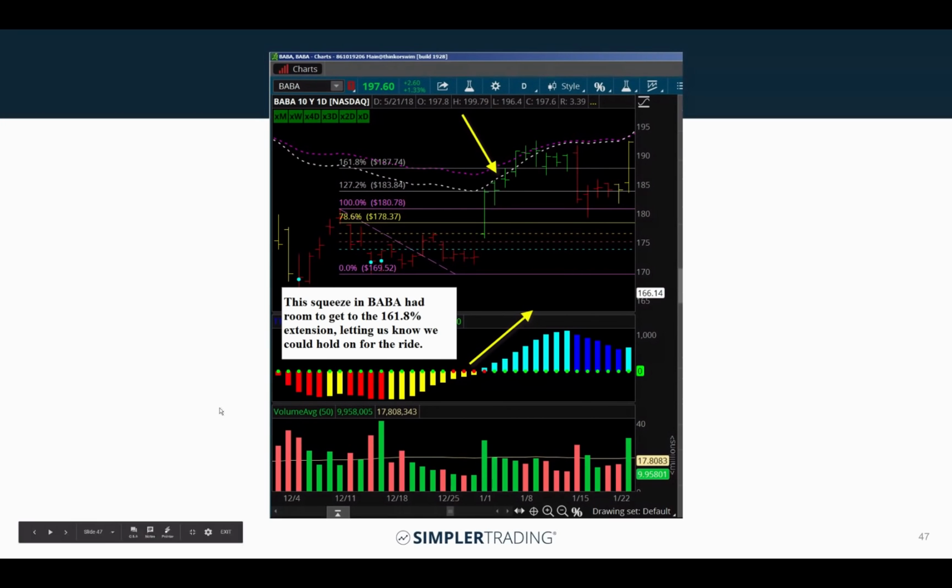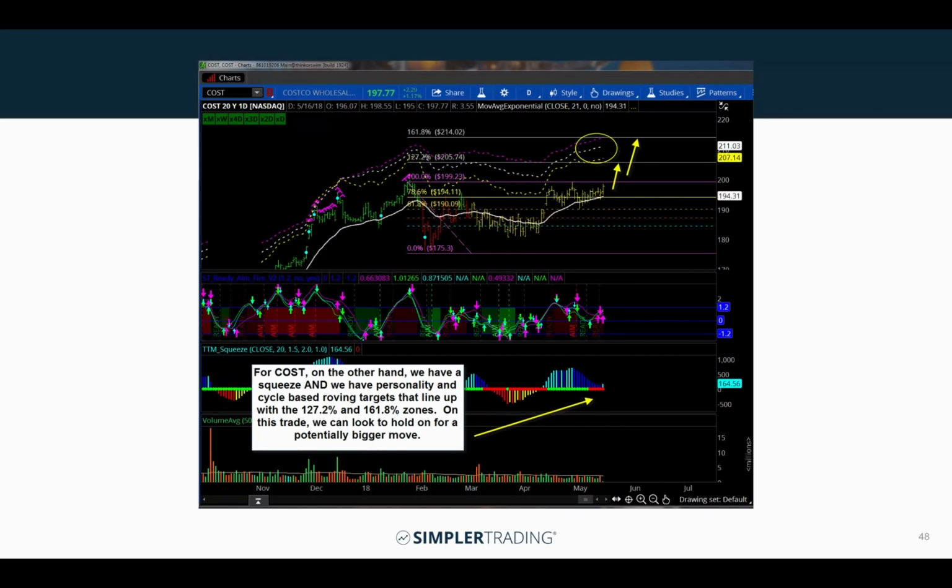So Costco is a trade I'm in right now. The profit zones on Costco are up here at the 1272 and 1618 extension. Now, for those of you that have been in Costco, you know that we've been chopping around here and having a hard time with a significant breakout. However, I'm not bailing on the trade because I can see here that, look, we got a squeeze and we have profit zones up here.